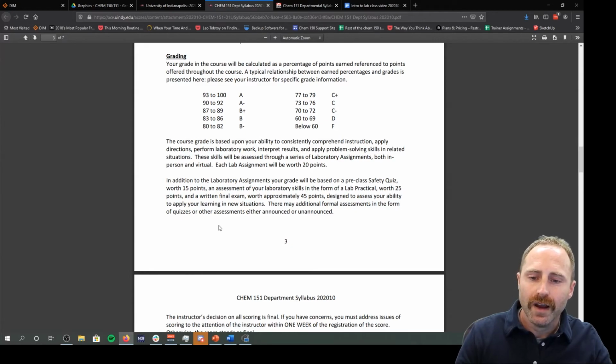So mostly, a large majority of the points for this course are going to be coming from the laboratory assignments, but we will be having a final, and we will have a safety quiz, and we're going to have a lab practical. And this goes into details about how those points are going to be assigned.